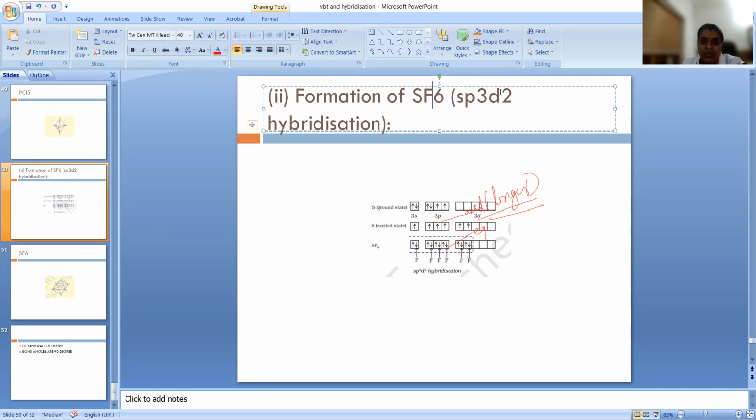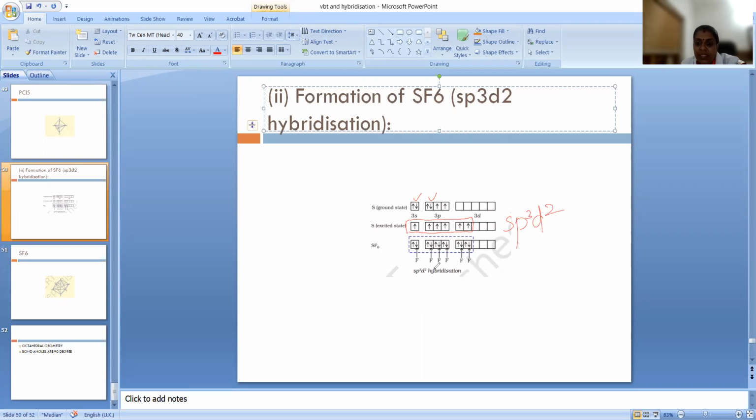Let us see that also. Here is the ground state electronic configuration of sulfur, right? So what is happening here? One electron each from 3s and 3p is exciting to the higher level, the 3d orbitals. So the s, p and these 2 d orbitals will overlap, and we will get sp3d2 hybridization.